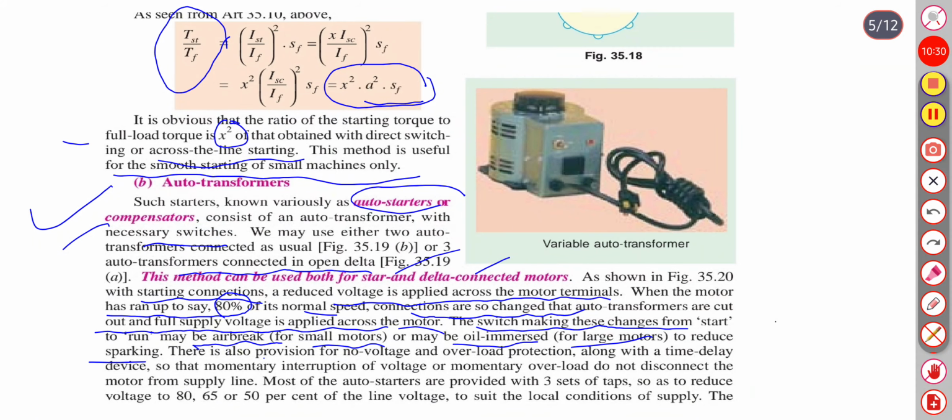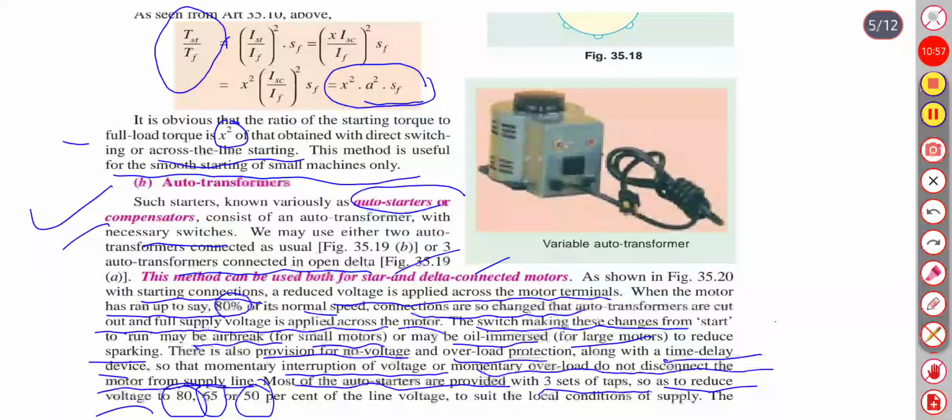There is also provision for no voltage and over voltage relay along with the time delay device, so that the momentary interruption of voltage or momentary overload does not disconnect the motor from the supply line. Most of the auto transformers are provided with 3 sets of tapping so as to reduce the voltage to 80%, 65% or 50% of the line voltage to suit the local condition of supply.